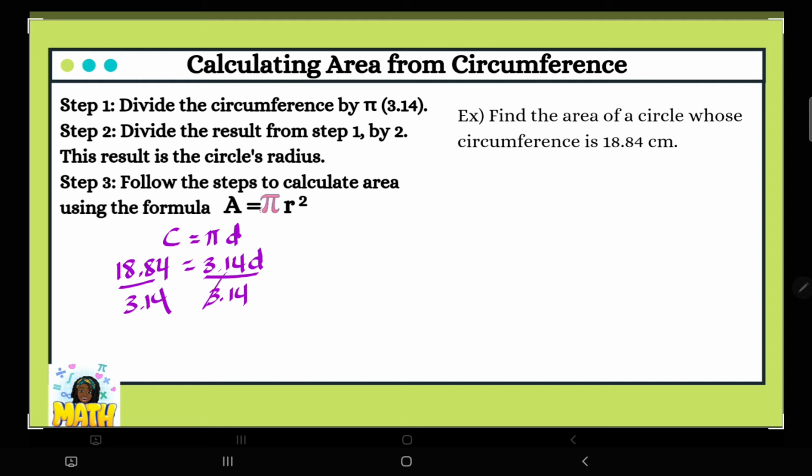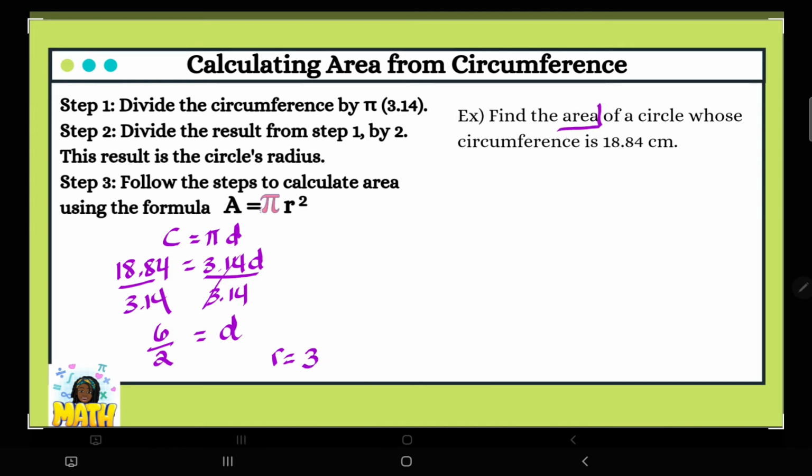The 3.14s here will cancel out, and I have d by itself, which represents, again, the diameter. 18.84 divided by 3.14 is equal to 6. Now, this is not the radius, this is the diameter. In order to find the radius, we now have to do step 2 and divide this number by 2, which is equal to 3. So the radius is equal to 3.